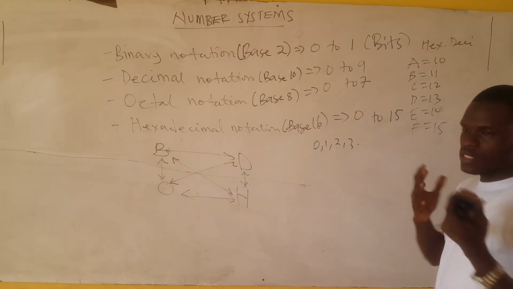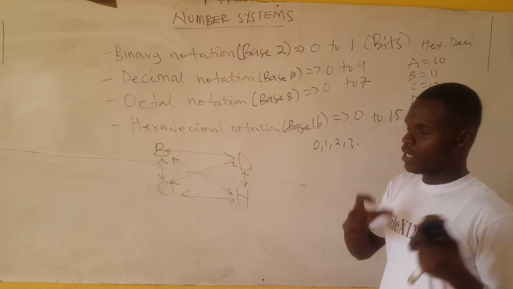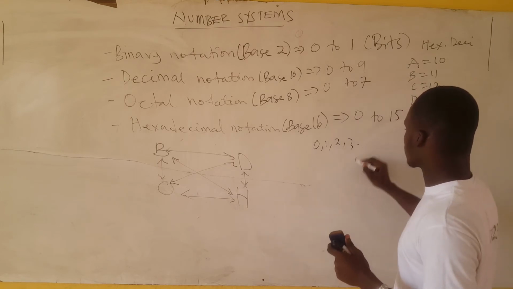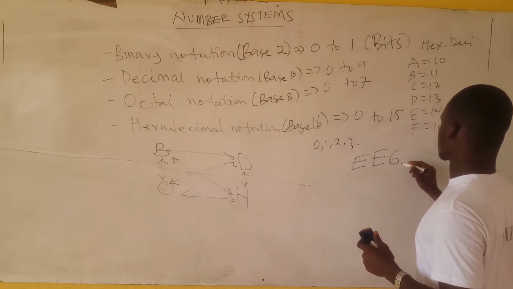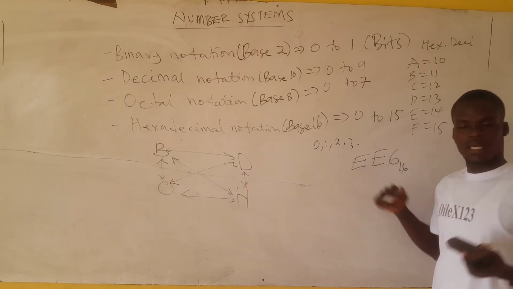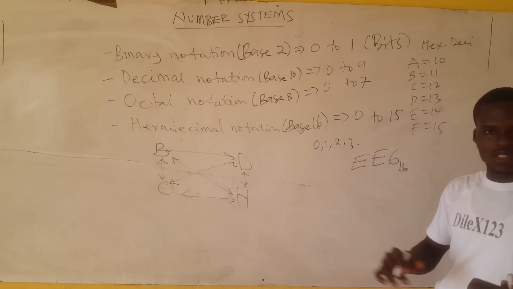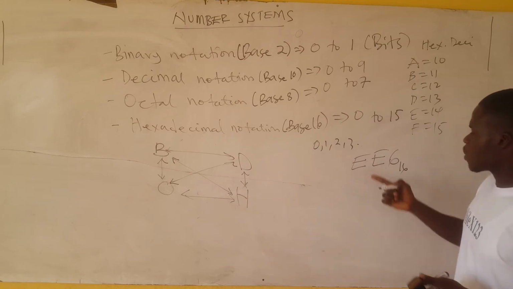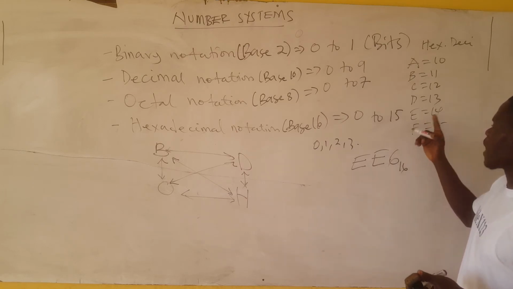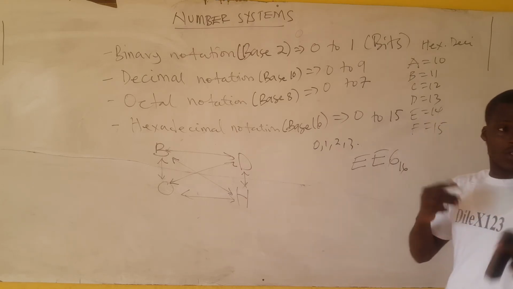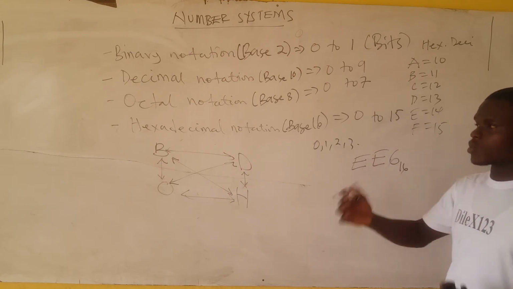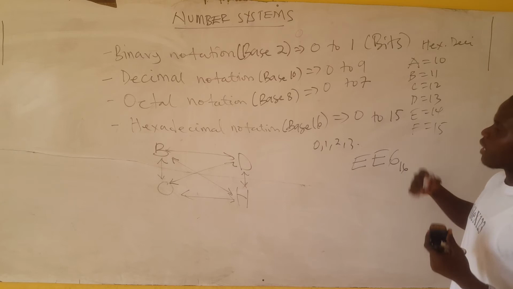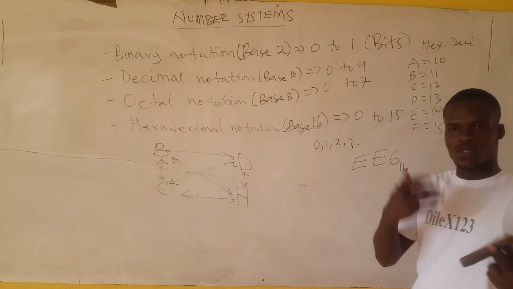So an example of a number in hexadecimal is something like EE6, base 16. So this is a number which is in the hexadecimal notation. How do we know that? Because we have E here, but we know that E is equal to 14. So when we are solving this, we are going to represent E with 14, then we solve that.